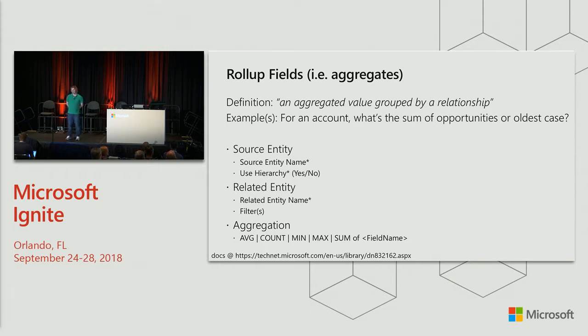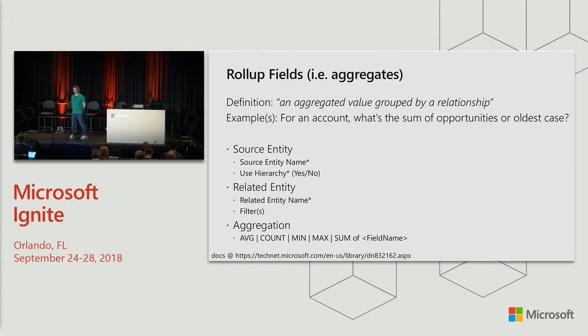Now, past calculated fields, we also have roll-up fields or aggregates or aggregations. And so the definition would be an aggregated value which is grouped by a relationship. And so examples of this would be for a given account, what is the sum of open opportunities? Or for a given account, what is the oldest case that is open?